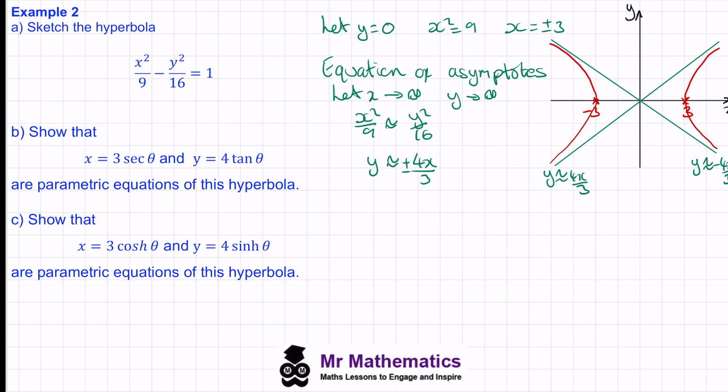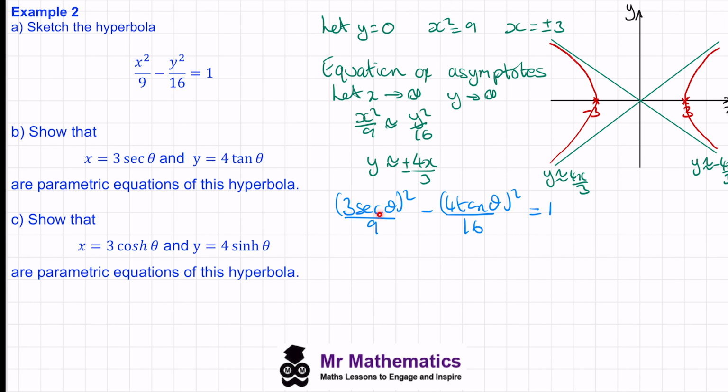Okay, so moving on to part B. Well, now we've been given a pair of parametric equations. We've been told that x is equal to 3 sec theta and y is equal to 4 tan theta. And we've been asked to show that these are parametric equations of this hyperbola. So what we'll do is we'll substitute x, 3 sec theta, into here, and this y, 4 tan theta, into here. So we get 3 sec theta all squared over 9 minus 4 tan theta all squared over 16. And we're told that this equals 1.